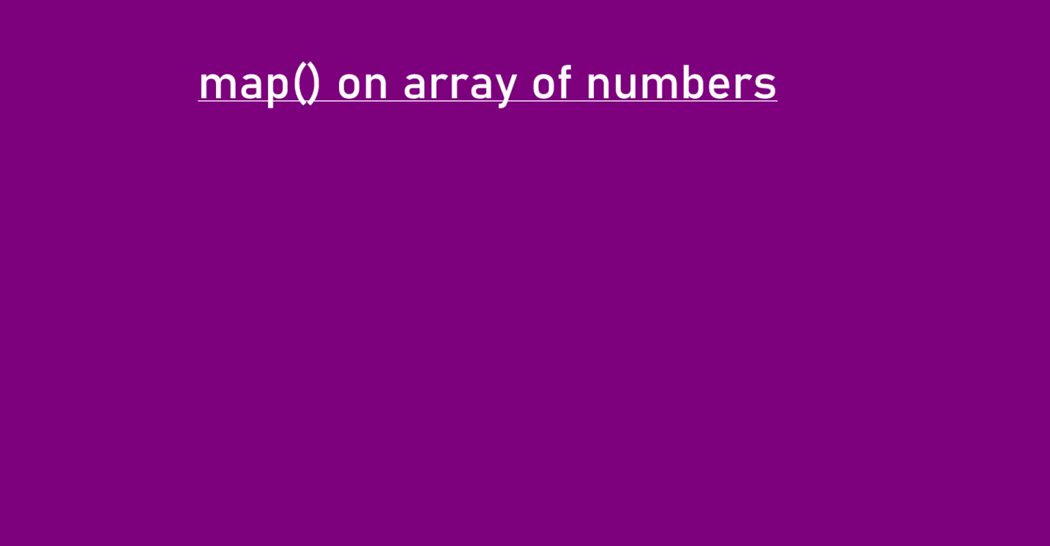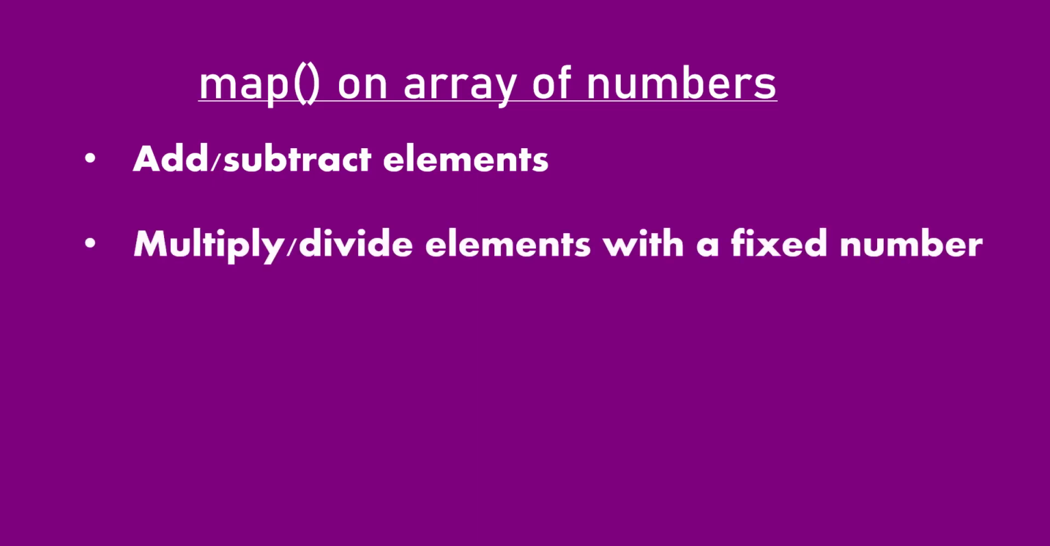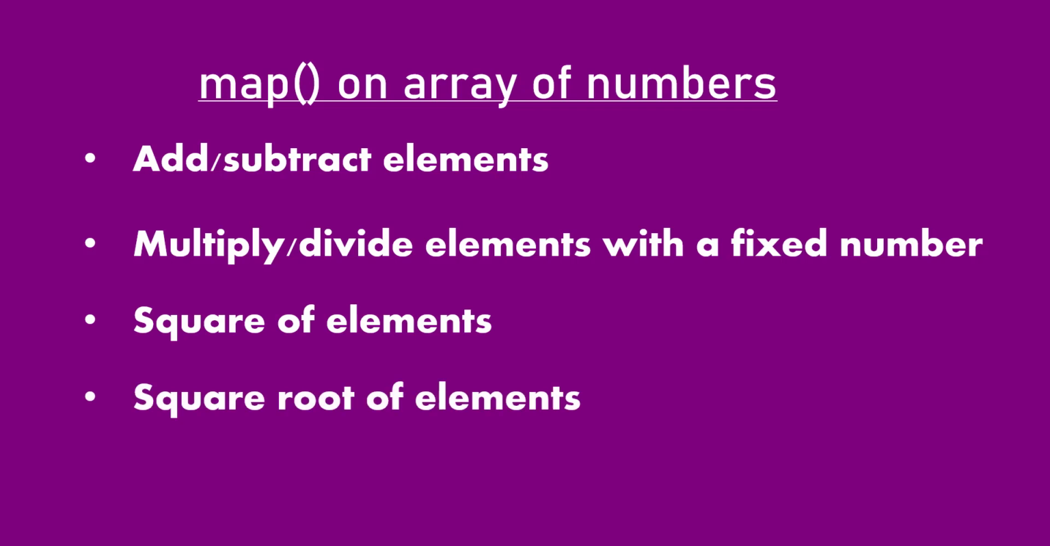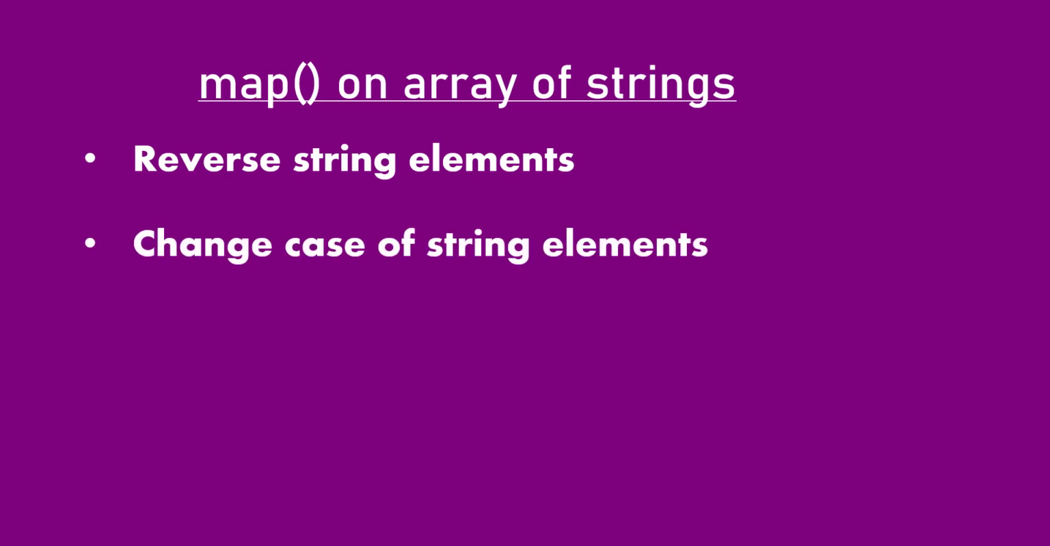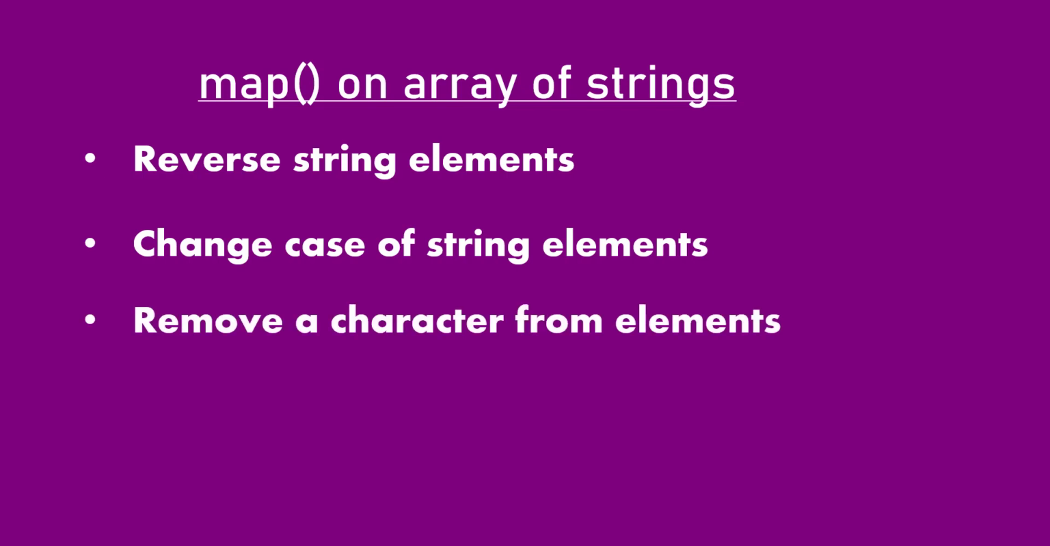Typical scenarios where map can be used for an array of numbers are: to add or subtract a value from array elements, multiply or divide each array element with some value, find square of elements or square root of elements, etc. For string array, it can be used to reverse each array element, change elements to uppercase or lowercase, remove specific character from elements, extract substring from elements, etc. Similar operations can be applied over object arrays using map function.